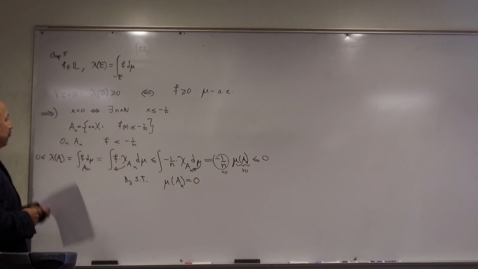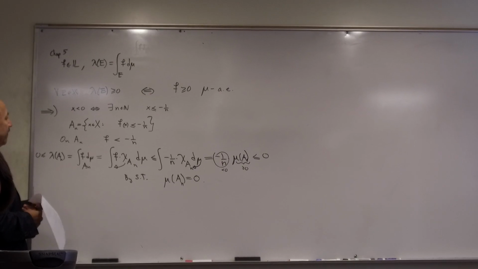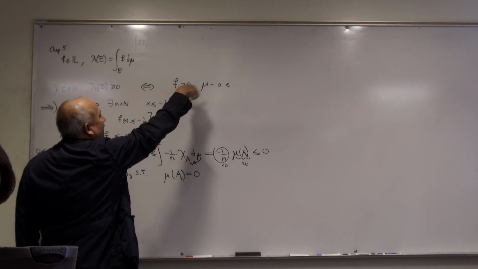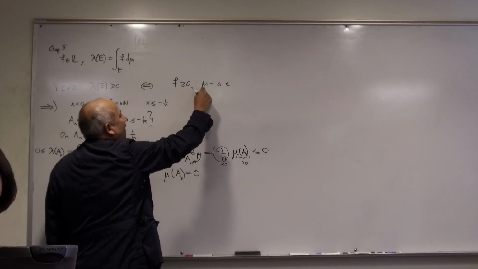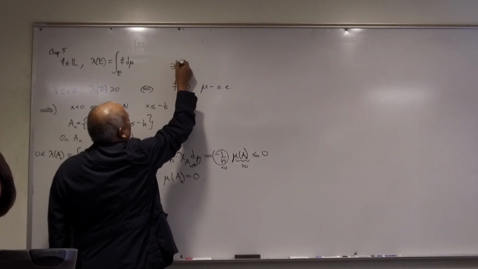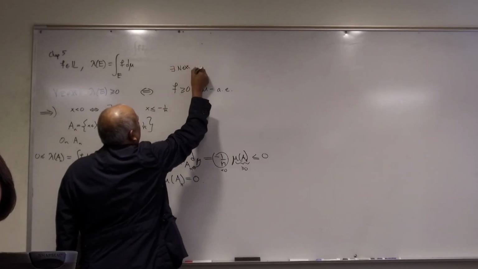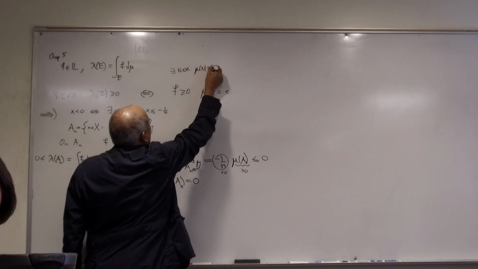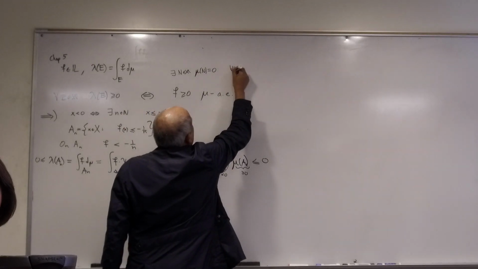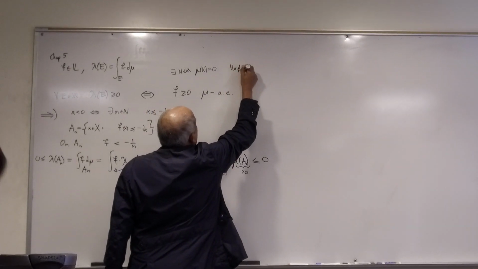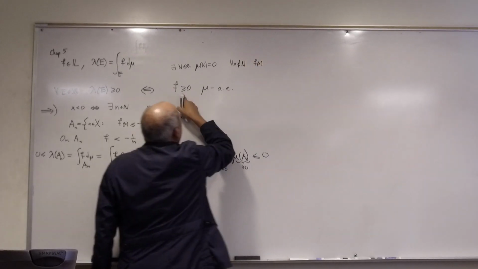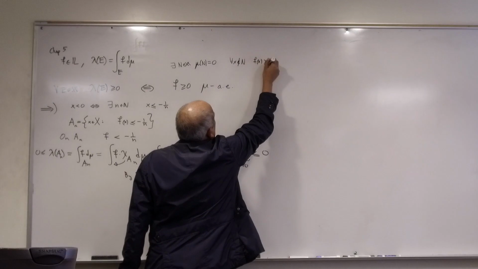And so it's time to recap. What is what I wanted? I wanted to prove that f is greater than or equal to 0. And what does this mean? It means there exists a set of measure 0 in the sigma algebra such that outside of that set, for every x outside of the set, f is greater than or equal to 0, right?